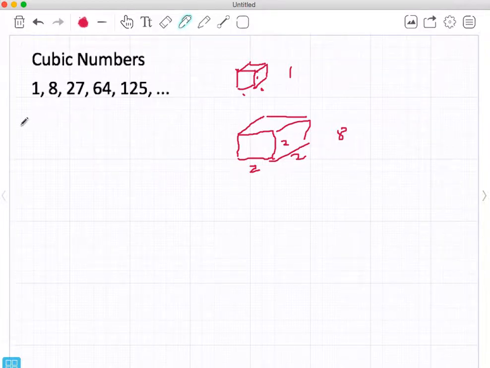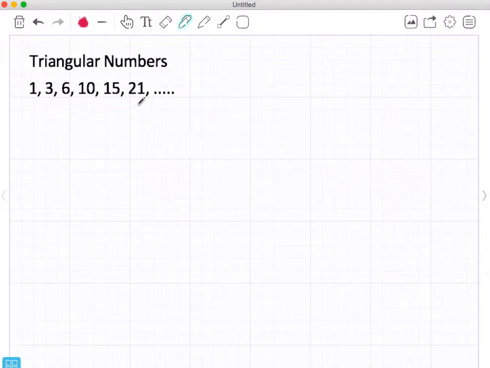And these become the cubic numbers, and again they're very good to memorize because they come up in lots of patterns. So 1 times 1 times 1, 2 times 2 times 2, 3 times 3 times 3, and so on. Now I have one more which is slightly unusual and people often forget about it, and it's the triangular numbers.